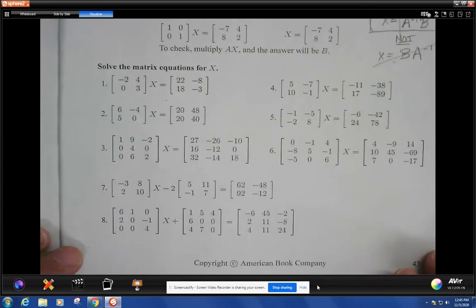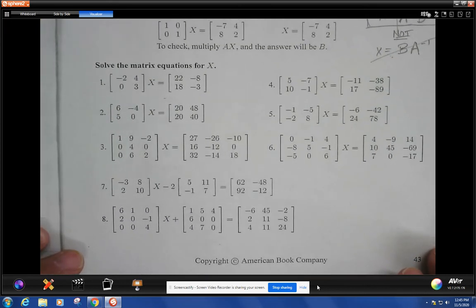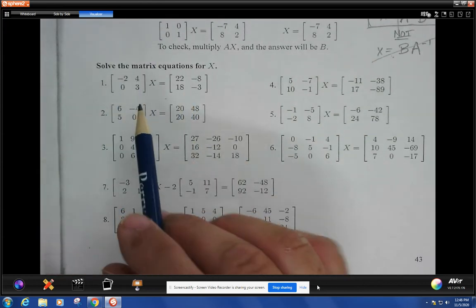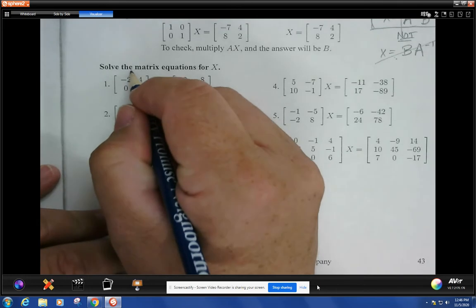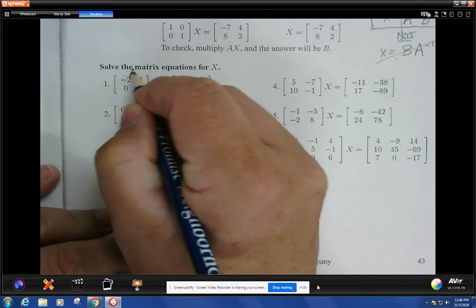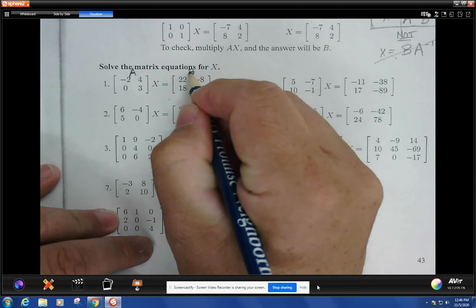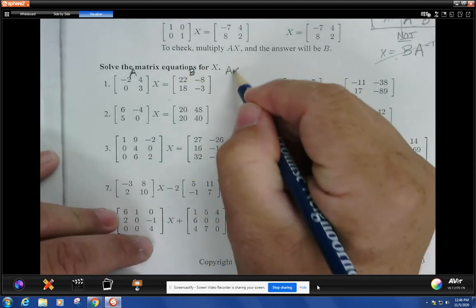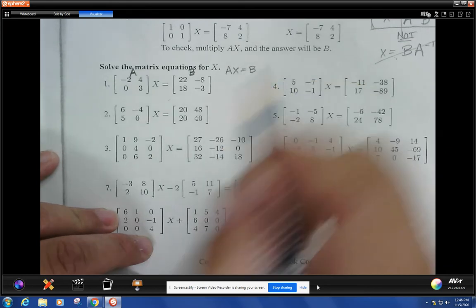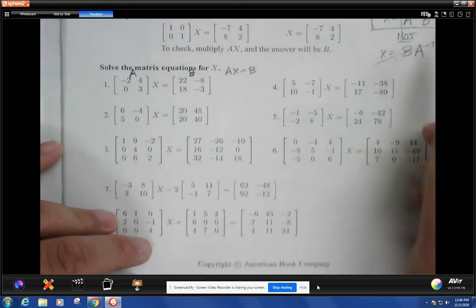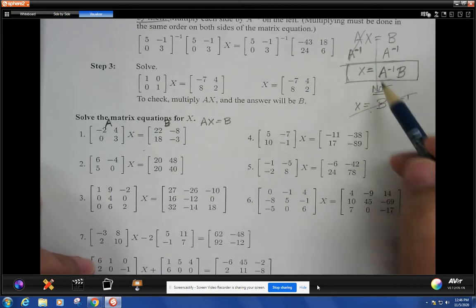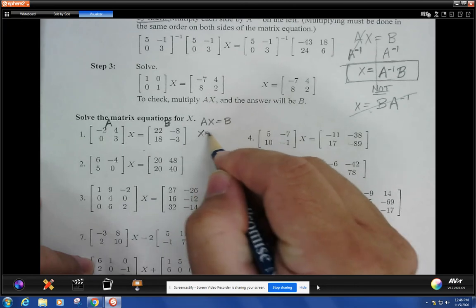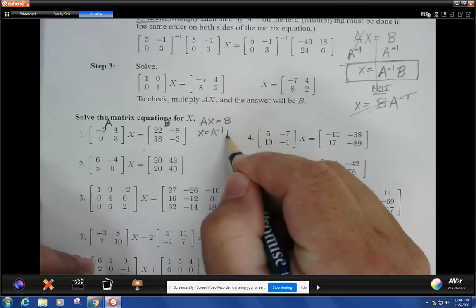So let's look at number 1, and it says solve the matrix equations for X. And you notice it's exactly the same as the example that we had up there as far as the way it's laid out. So the first thing I'm going to do is I'm going to go ahead and label this as A. We're just going to call this matrix A. We're going to call this matrix B. And so you notice what we really have is we have matrix A times X, and it equals matrix B. Okay? So we're going to end up with this same exact format, okay, of the way to get our answer. So what we really need to have is X equals the inverse of A times B.